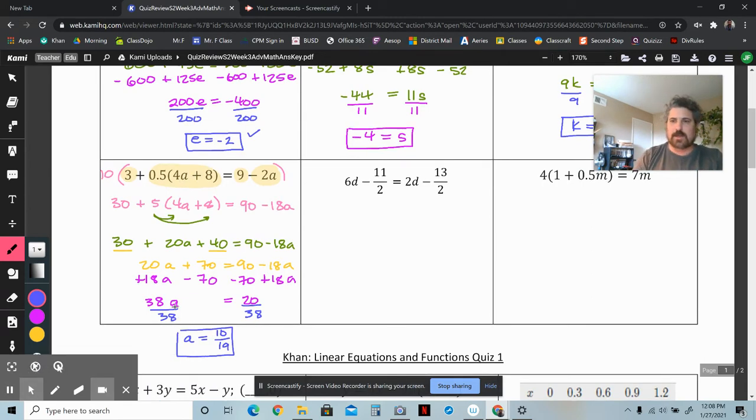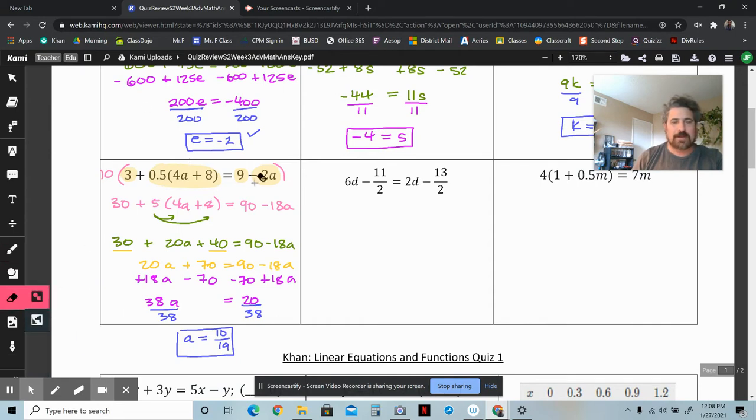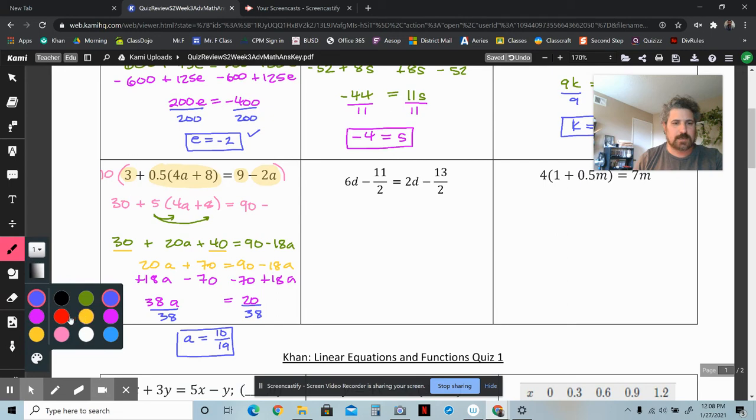Hey guys, looking back over this one, I don't remember how I made it even. I made a silly mistake. So I multiply everything by 10, right? So 10 times 3 is 30, 10 times 0.5 is 5, and then 10 times 9 is 90. How is 10 times negative 2a negative 18? I don't really know what I did there. So 10 times negative 2a is going to be negative 20a.